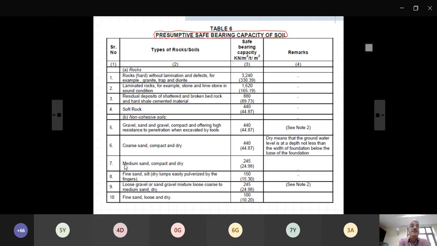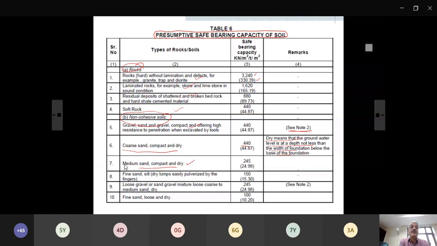Here it divides into rock, soil, and all. So first it says rocks. Then various rocks: hard rock without lamination, laminated rocks, residual deposits, soft rocks. For that it gives safe bearing capacity in kilonewton per square meter, and inside bracket is ton per square meter. Then for non-cohesive soil, again gravel, sand, gravel, compact and all, these are the values. Note, we will see what is the note. Porous sand, compact and dry, this much. Dry means ground water table is at a depth not less than width of foundation. This also we'll see in the notes.